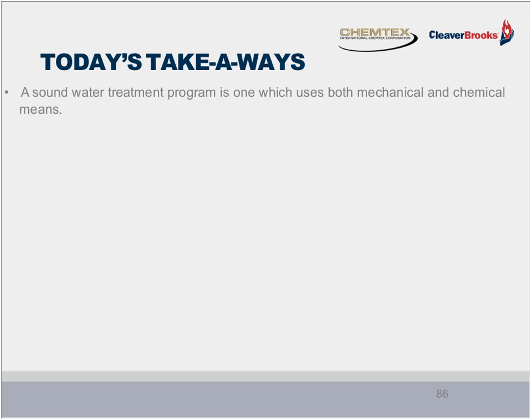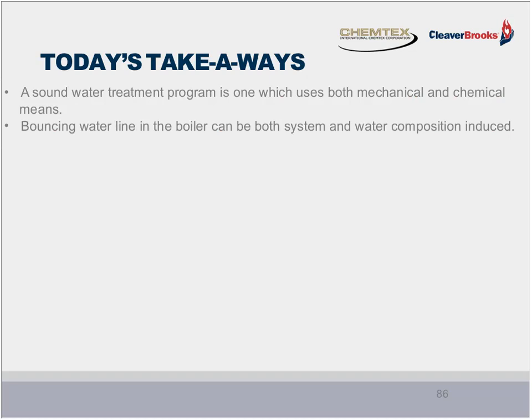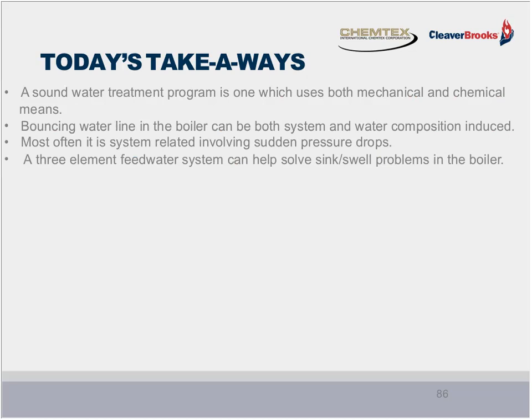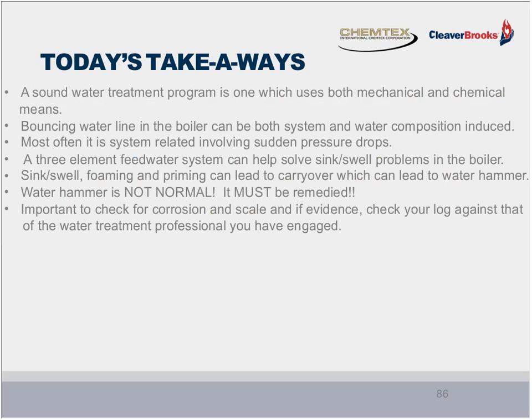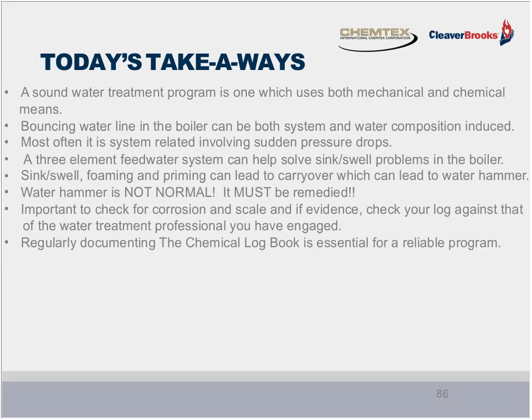So here are today's takeaways. A sound water treatment program is one which uses both mechanical and chemical means. Bouncing water line in the boiler can be both system and water composition induced. Most often it is system related, involving sudden pressure drops. A three-element feed water system can help solve sink and swell problems in your boiler. Sink and swell, foaming and priming can lead to carryover, which can lead to water hammer. Water hammer is not normal. It must be remedied. It's important to check for corrosion and scale, and if there is evidence, check your log against that of the water treatment professional that you have engaged. And regularly documenting the chemical log book is essential for a reliable program.